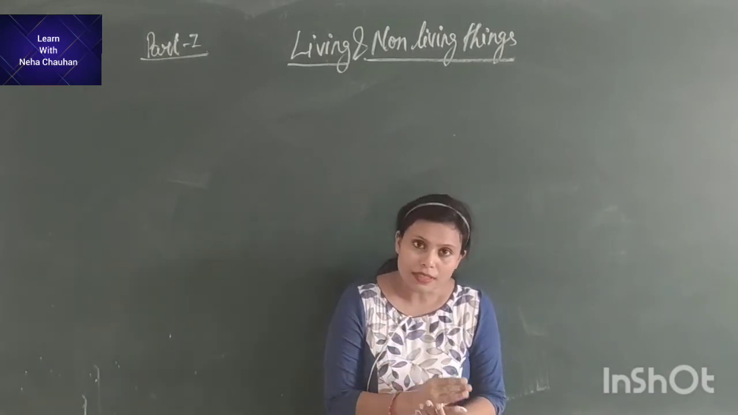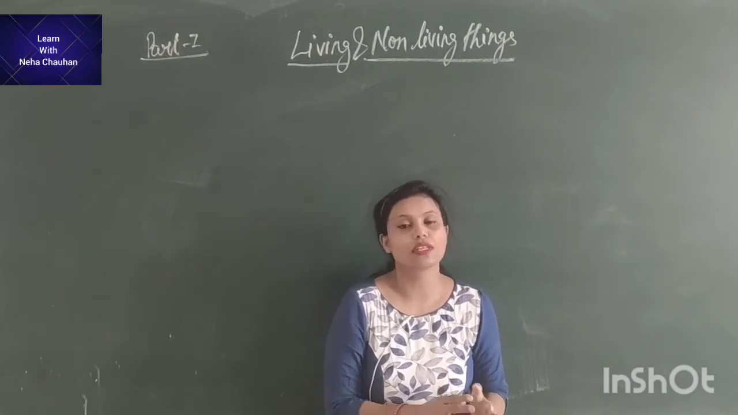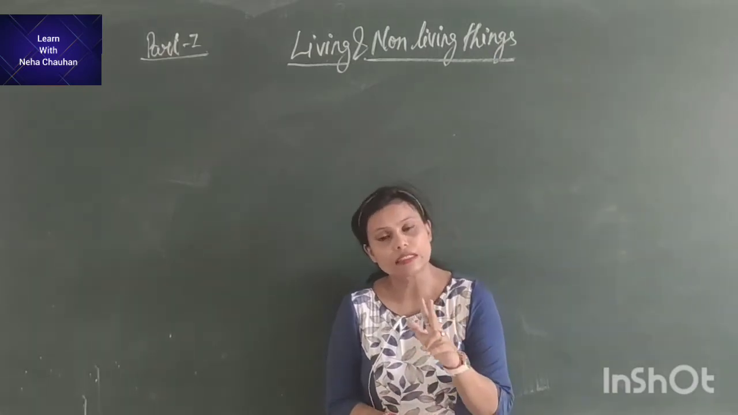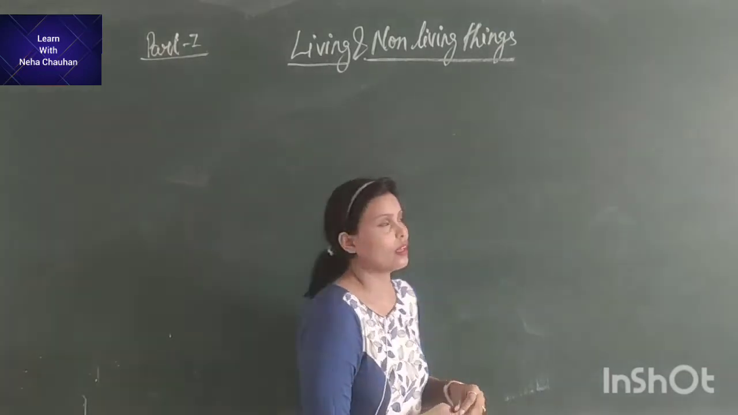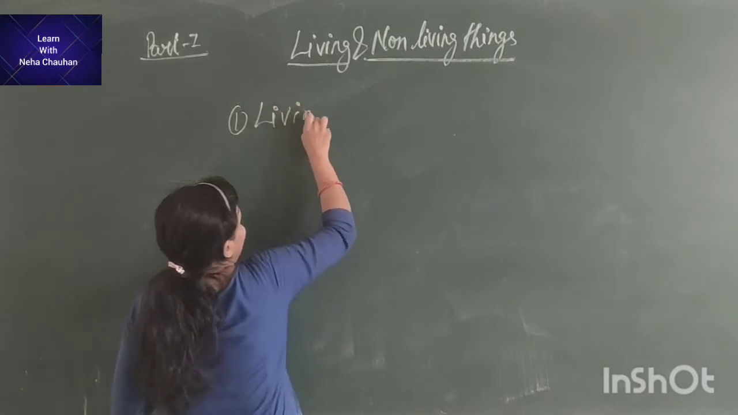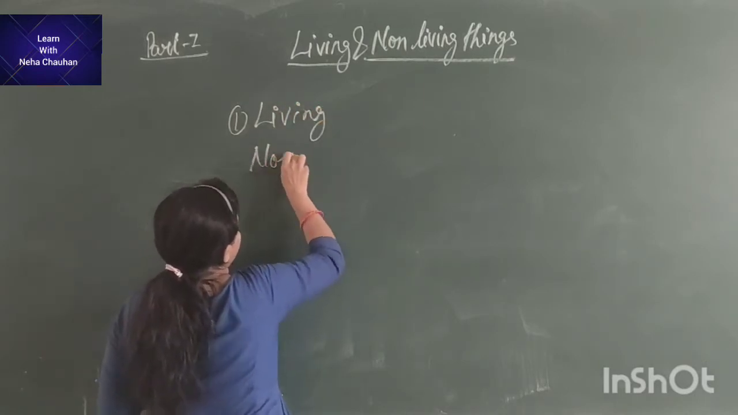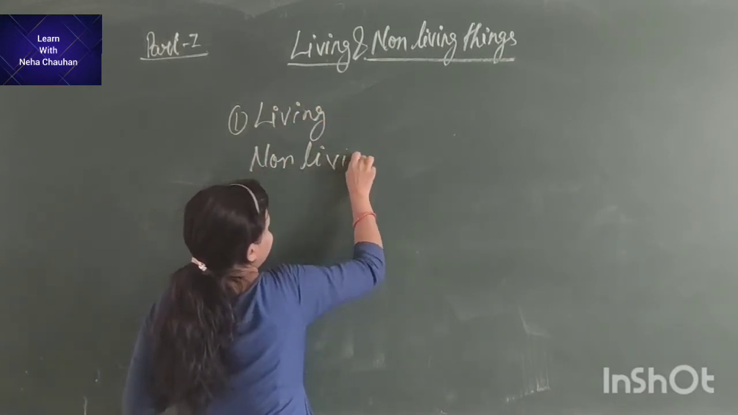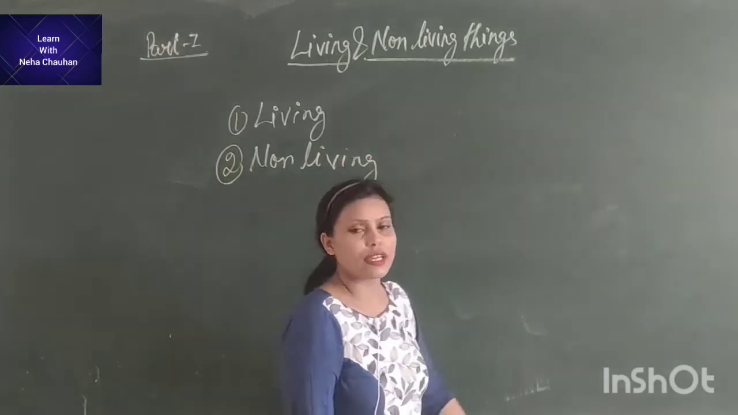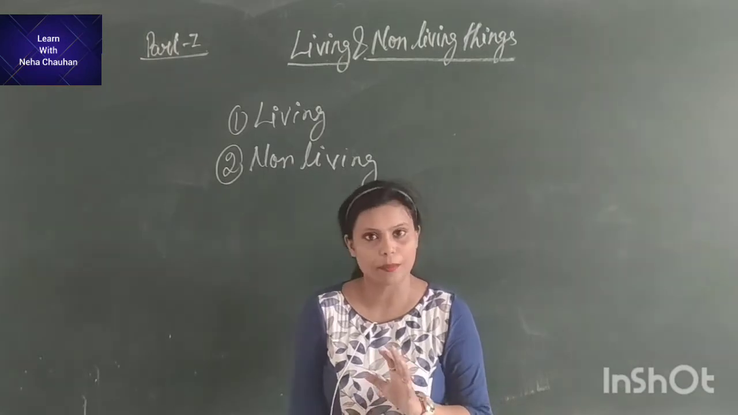So on the basis of their shape, size and these characteristics, we have divided the things in two categories, that is living and non-living, right? So let's study about these characteristics one by one.